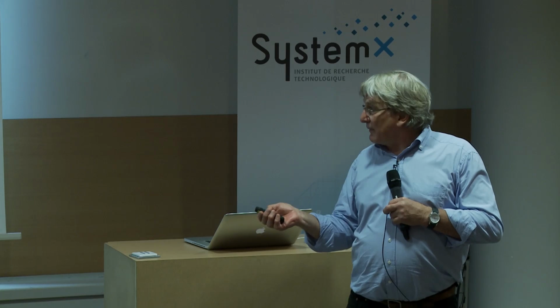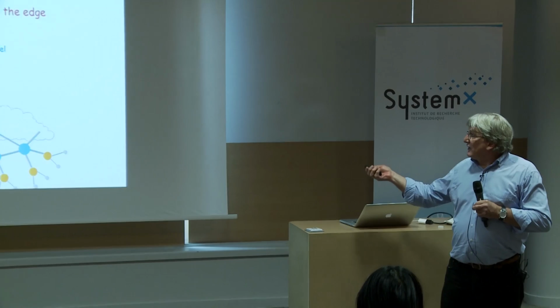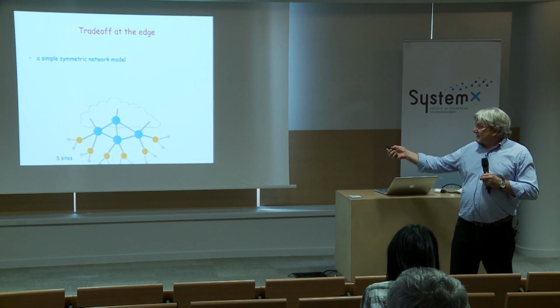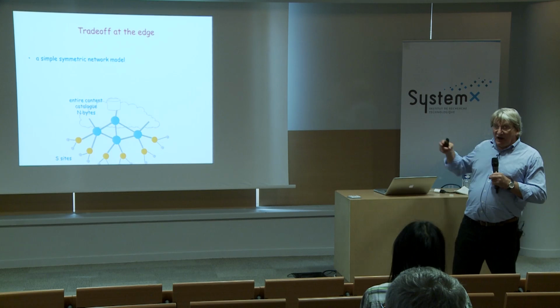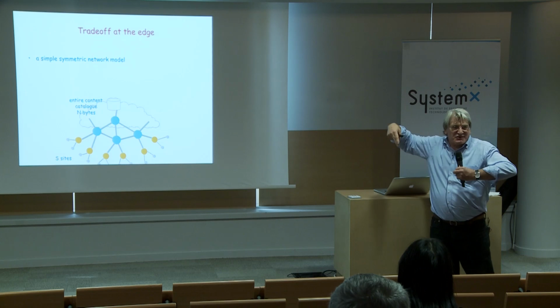So I try to calculate this in a more simple context, this notion of trade-off. We have the idea of a simple symmetric network where we have S sites, these are the yellow-orange dots, and we have up the top of the network all the content. I've just represented it by a single cylinder which contains all the content in the world.